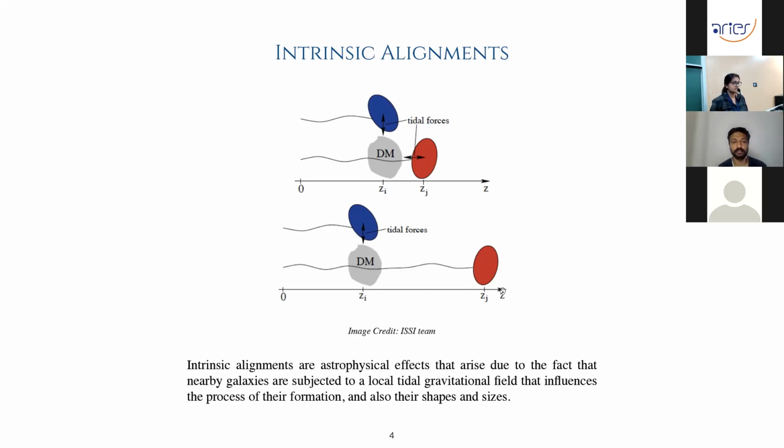So this has this convergence and shear going on. And the blue one is getting aligned in a certain way because the tidal forces exerted by the dark matter distribution are causing it to get aligned.